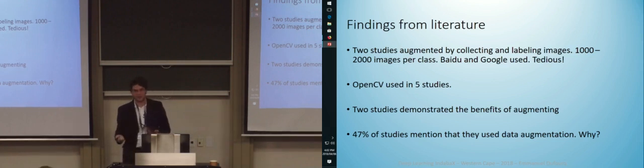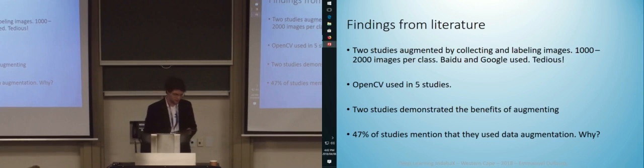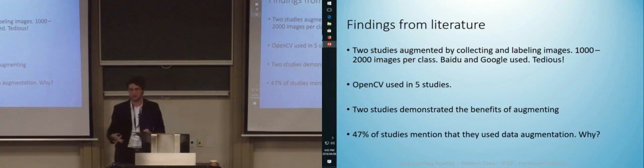OpenCV was reported in 5 studies. A lot of studies didn't report what software they used. 2 studies reported the benefit of using data augmentation as opposed to not using it in the context of CNNs and expression recognition. And 47% of the studies mentioned that they used data augmentation. So why is this value so small given that we know that we need to augment our data?